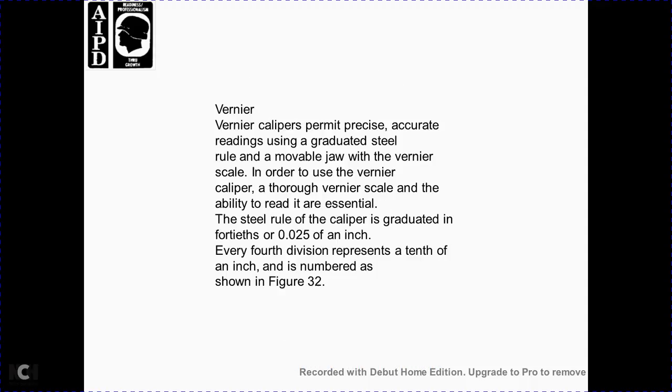Vernier calipers permit precise, accurate reading of the graduated scale. The rule and the movable jaw carry the vernier scale. The vernier caliper has a vernier scale with the ability to read the scale of the rule. The caliper is graduated in 40ths, or 25 thousandths of an inch, and every fourth division represents a tenth of an inch and is numbered, as shown in Figure 32.